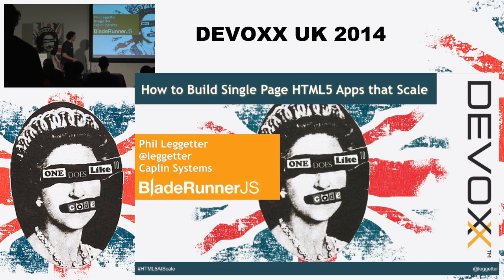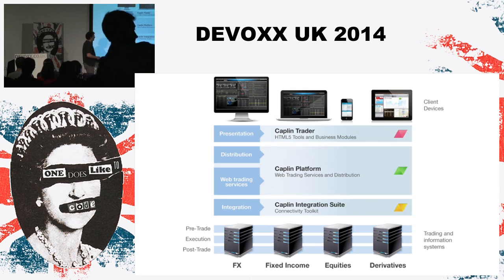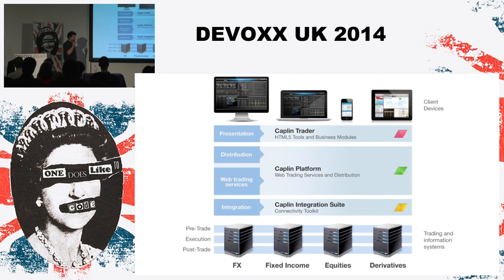My name's Phil Legater. I work for a company called Kaplan Systems. This is an architecture diagram of the stuff that Kaplan do. We help customers build web trading platforms, so full end-to-end solutions integrating with back-end technologies, but also building front ends, so HTML5-based trading applications, and mobile, native, and so on. But the focus here is obviously HTML5.